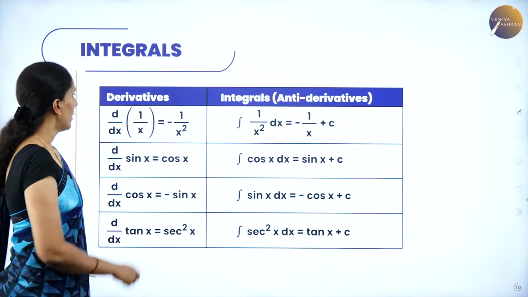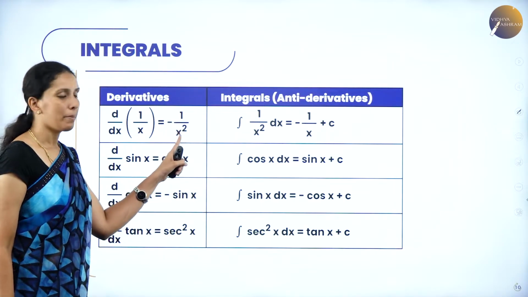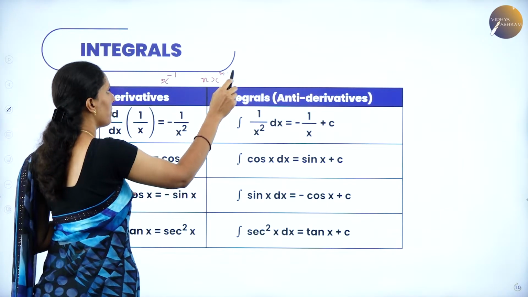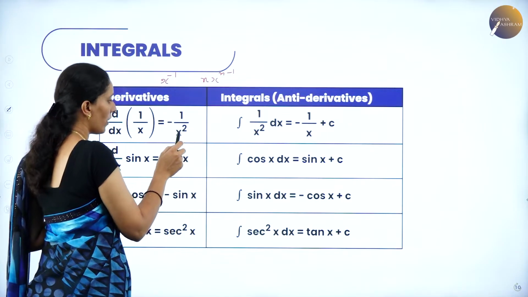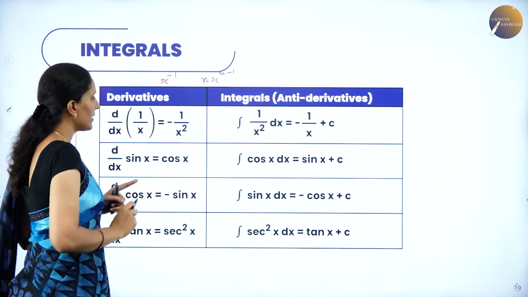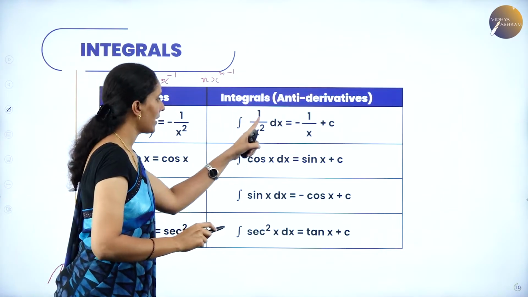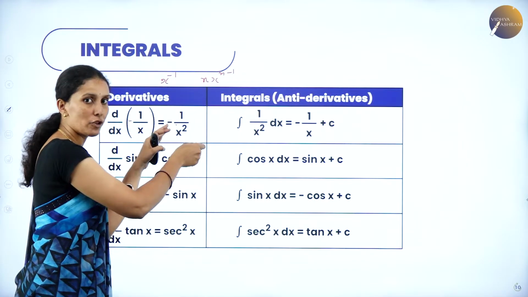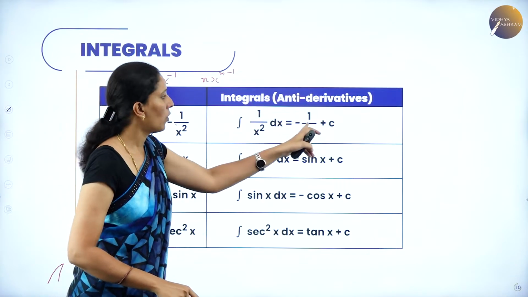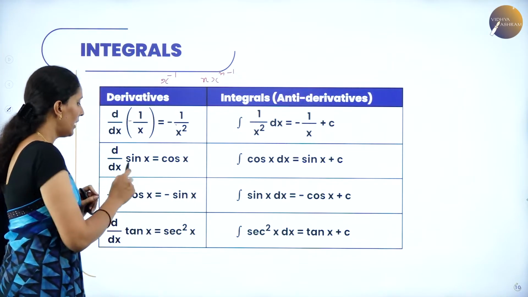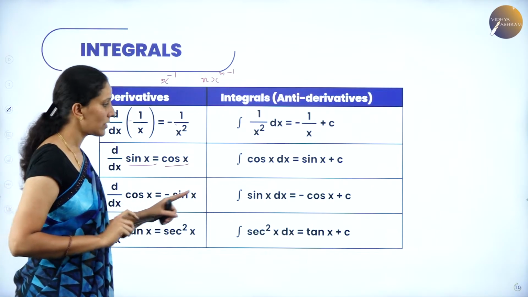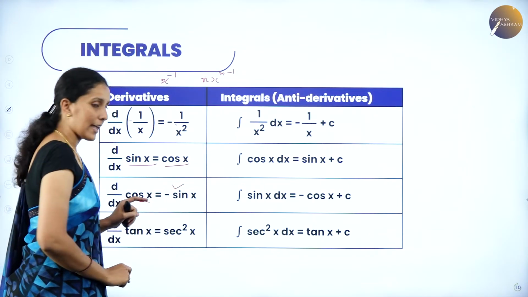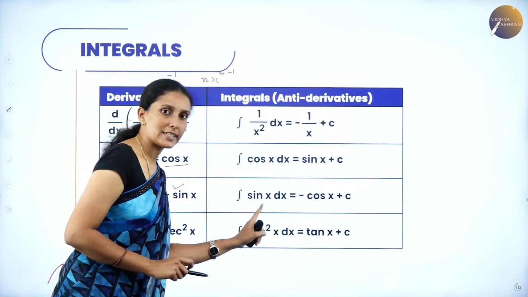And next, the derivative of 1 by x becomes minus 1 by x square, because x to the power minus 1 means n into x to the power n minus 1, which becomes x to the power minus 2, and hence we put it in the denominator. That is why the integration of 1 by x square is minus 1 by x. So, the sign interchanges when you have minus in terms of derivative, and in the case of integral it goes to the antiderivative. And here the derivative of sin x is cos x, we know. That is why the integration of cos x is sin x. The derivative of cos x is minus sin x, and hence the integration of sin x is minus cos x.